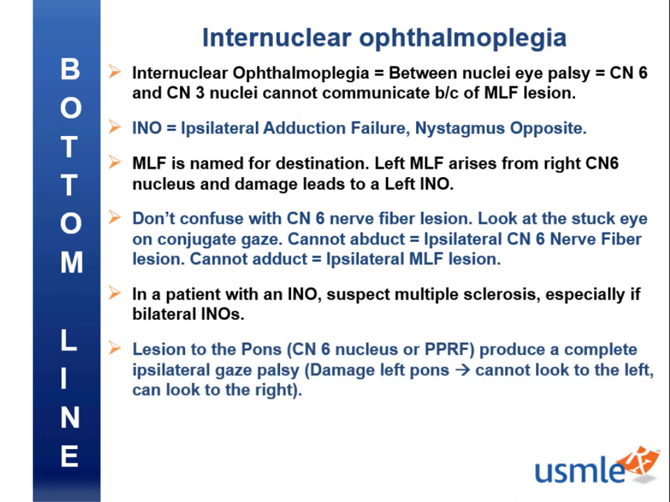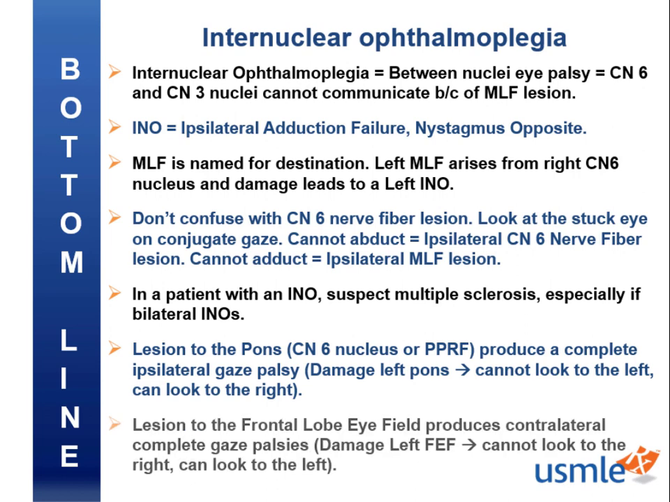Lesions to the pons, specifically the cranial nerve 6 nucleus and or the PPRF, produces a complete ipsilateral gaze palsy. For example, damage to the left pons means that the patient cannot look to the left, but they can look to the right. Conversely, a lesion to the frontal lobe eye field produces contralateral complete gaze palsies. For example, damage to the left frontal eye field means that the patient cannot look to the right but can look to the left.